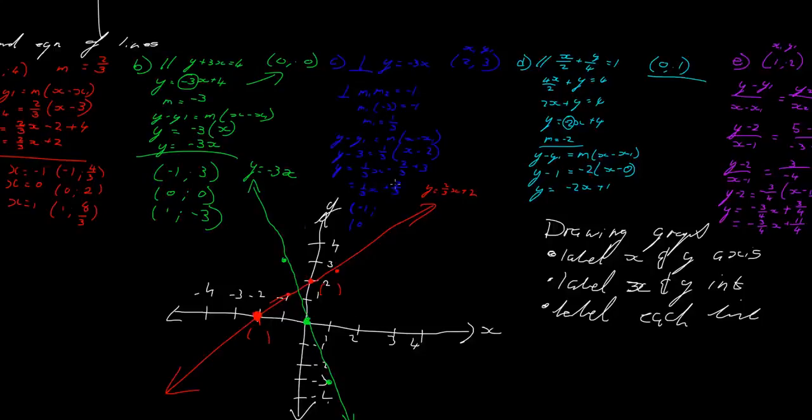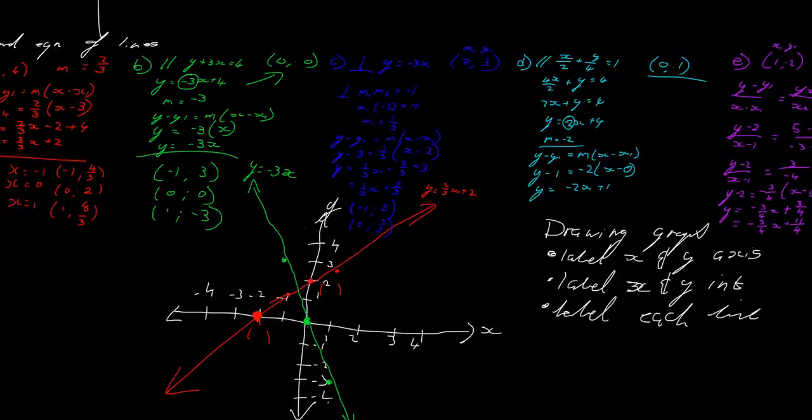So I'm popping it into my calculator, as should you be. 1 over 3 times minus 1 plus 7 over 3, which is equal to 2. There's our first point. And then we're going to substitute in our second x value, which is 0. 1 over 3 times 0 is 0 plus 7 over 3. So our second point is 7 over 3.